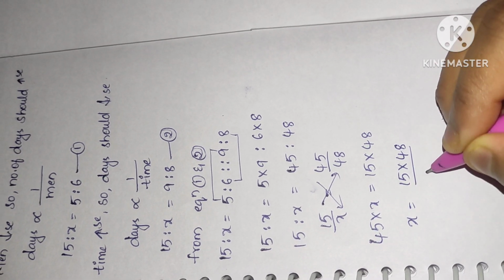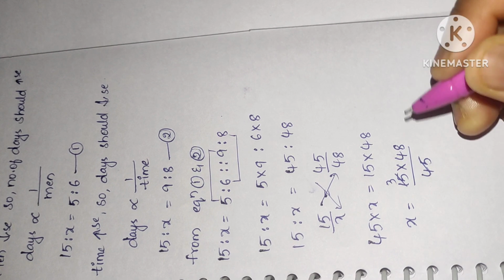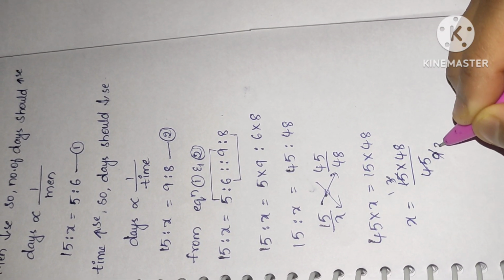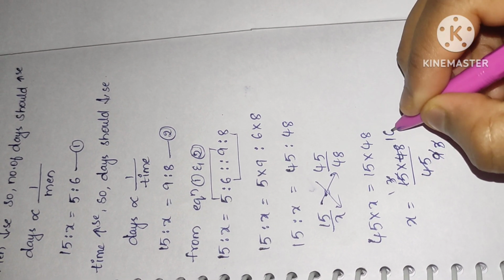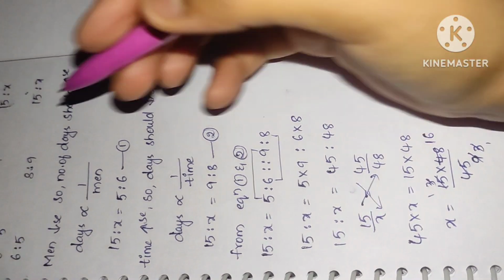Now we can do the cancellation in 5 table. 5 3s are 15, 5 9s are 45, 3 1s are 3, 3 3s are 9, 3 1s are 3, 3 16s are 48. So what are the remaining terms? 1 into 16, that means 16 ones are 16. So x equal to 16.